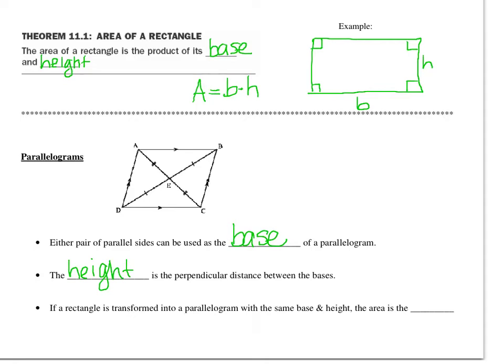This last piece here says if a rectangle is transformed into a parallelogram. So picture this rectangle and just kind of sliding the top over here to change it into a parallelogram. With the same base and height, the area is the same. So the area for a parallelogram is still going to be base times height. Still, even for a parallelogram. Let's look at the next page here.